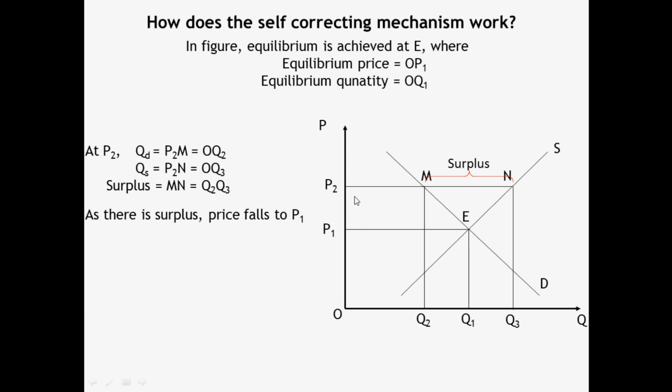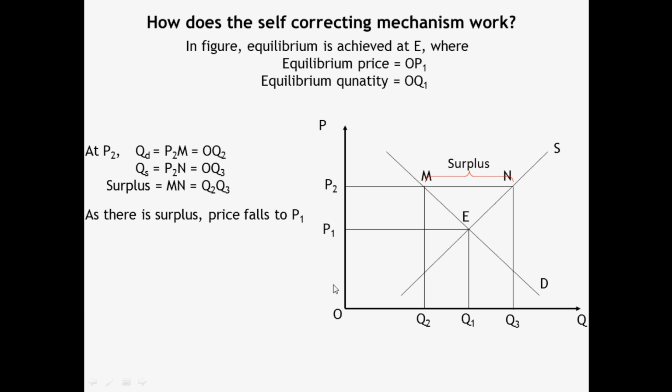Thus, if price is greater than the equilibrium price, price falls due to the surplus in the market. Fall in price is continued until the surplus is abolished and we return to the equilibrium price P1 and equilibrium quantity Q1.